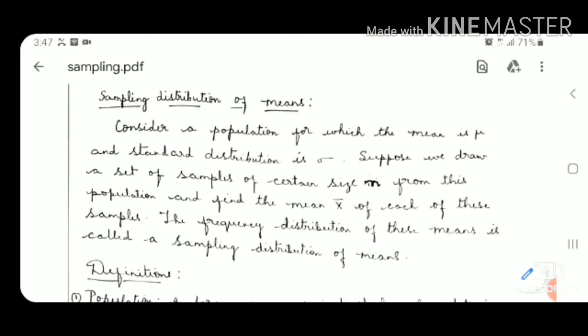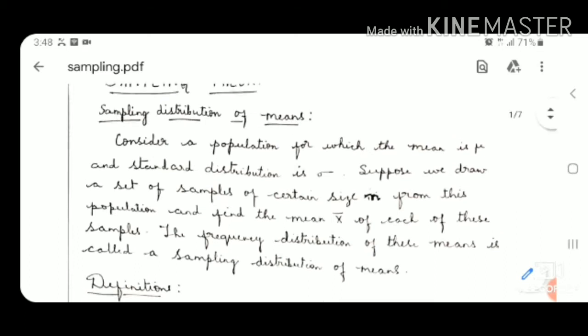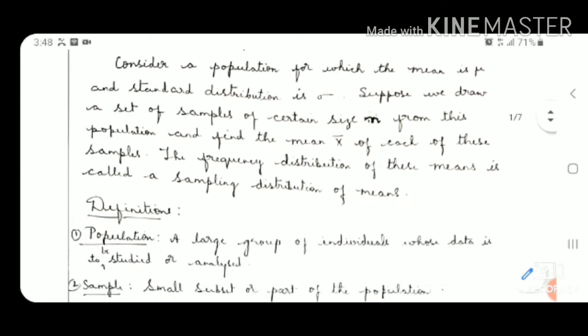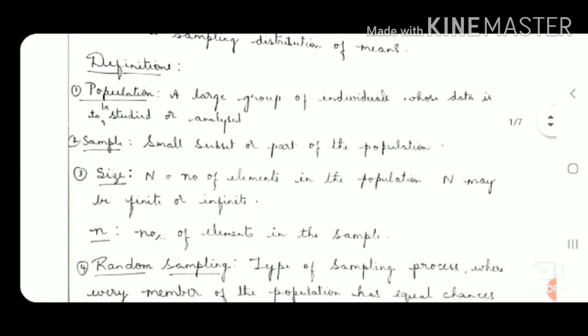For each sample, suppose we compute a statistic, say mean, standard deviation, etc., then these statistics may vary from one sample to the other. We group these different statistics according to their frequencies and form a frequency distribution. The distribution thus formed is called the sampling distribution. If the statistic is mean, then the frequency distribution is called the sampling distribution of means. These are the definitions we are using in this context.